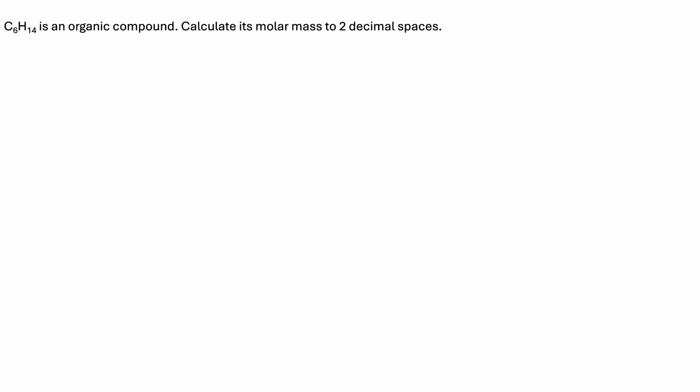C6H14, that is our chemical formula, and we want to calculate its molar mass. Molar mass, again, sounds fancy, but what you're going to do is you're going to head over to a periodic table, find the different elements, and then figure out how many of those different elements there are in your compound, add all of those values together. So I like to break this up into steps, especially when we're still learning.